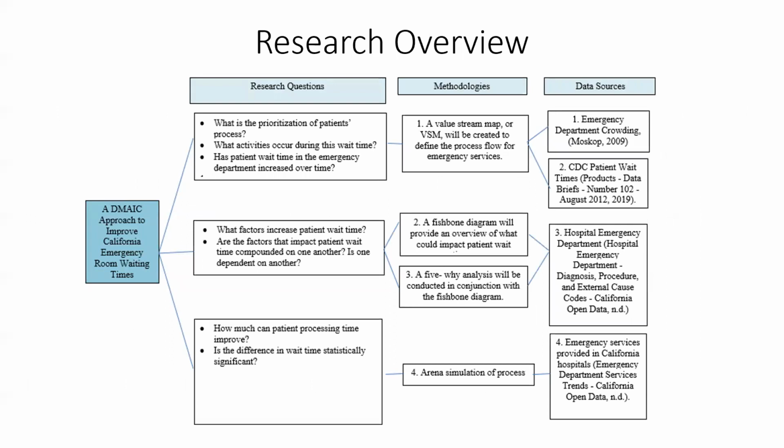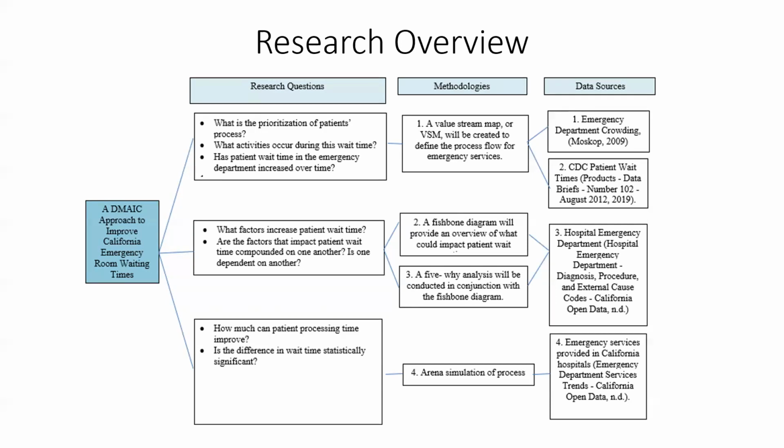Here is an overview of my thesis. First, we have the original question: we are assessing a DMAIC approach to improve emergency room waiting times. Then we have questions based off each phase of DMAIC, such as when patients check in, what is defining the process of their check-in process, their patient prioritization process, and then analyze what factors increase patient processing time, what factors increase wait time. Do they impact one another? Do they compound on one another?